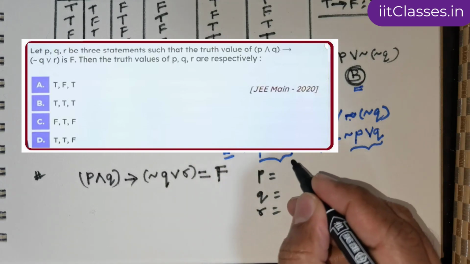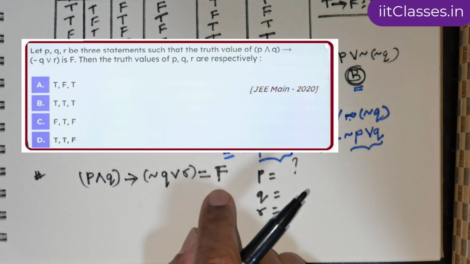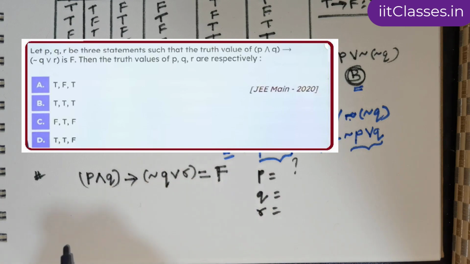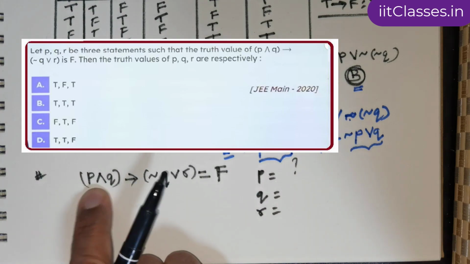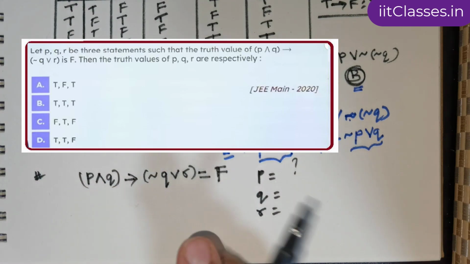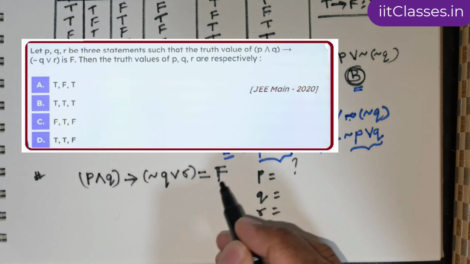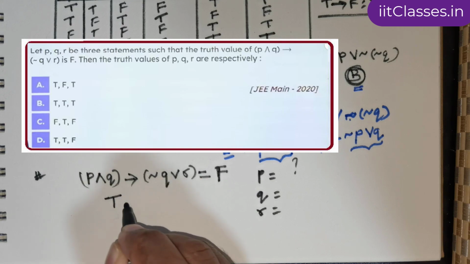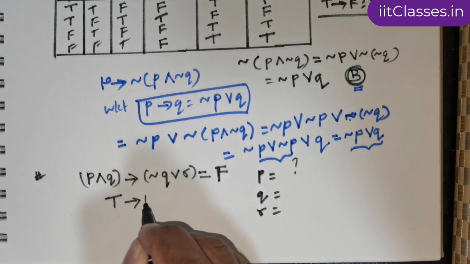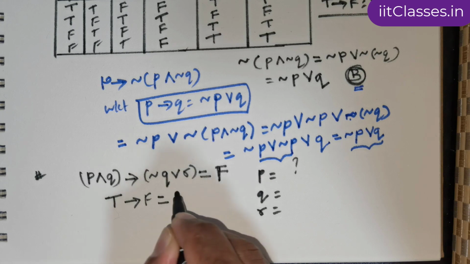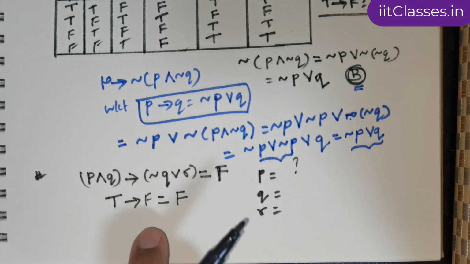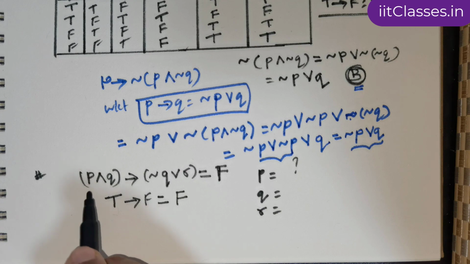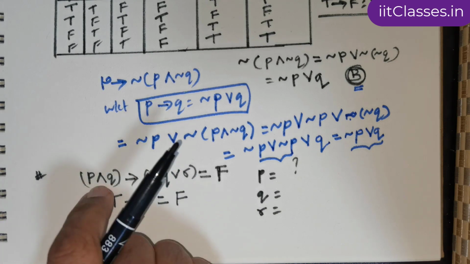So this is the requirement. The outcome is already given here. Now let us just consider P conjunction Q. My question is, when would the right hand side be F? I've already given you a tip that T going to F will produce us F. So that would mean P conjunction Q should be T. When would this be possible?